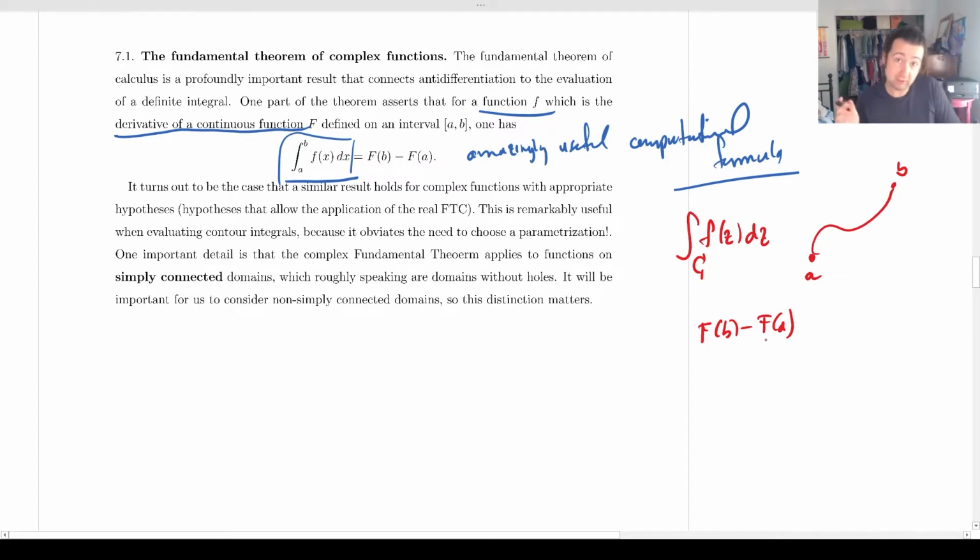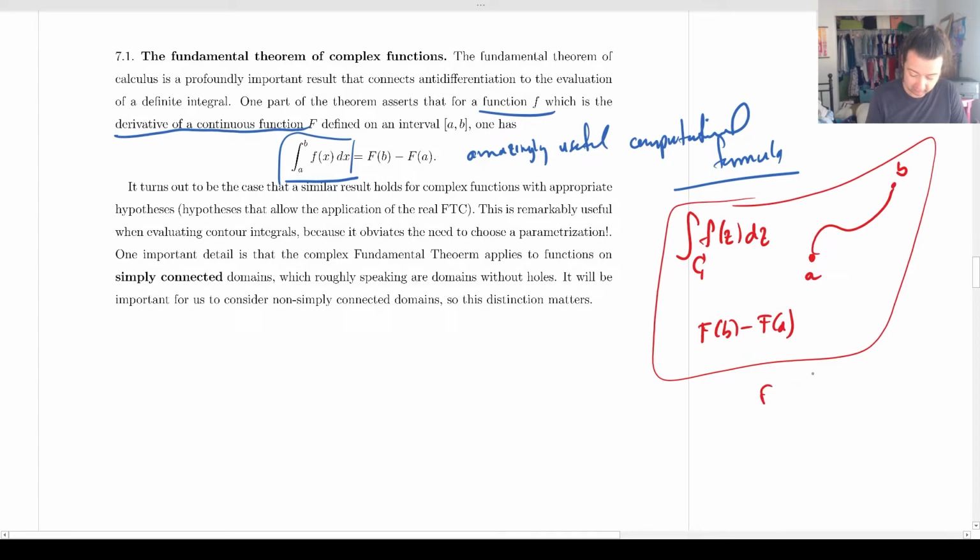And it turns out to be the case that if we're careful about the sort of functions that we consider and the domains they're defined on, we can do this. We can just evaluate a complex integral by finding an antiderivative and plugging in the beginning and end points, as long as we're careful about the hypotheses. So this is what we really, really want. We really want this to be true.